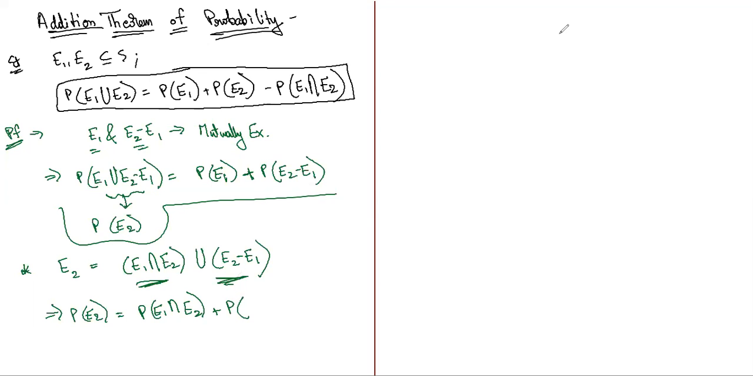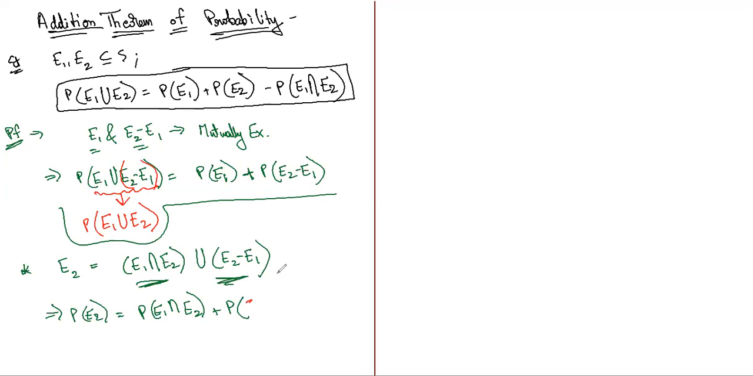No, there is a small mistake. See, there is a mistake here. What is E1 intersection union E2 minus E1? That is not E2. That is wrong. Who told that it is E2? What will E1 union E2 minus E1 become? Think a little and tell me. E1 union E2. Yes, this is E1 union E2. So they will become probability of E1 union E2.